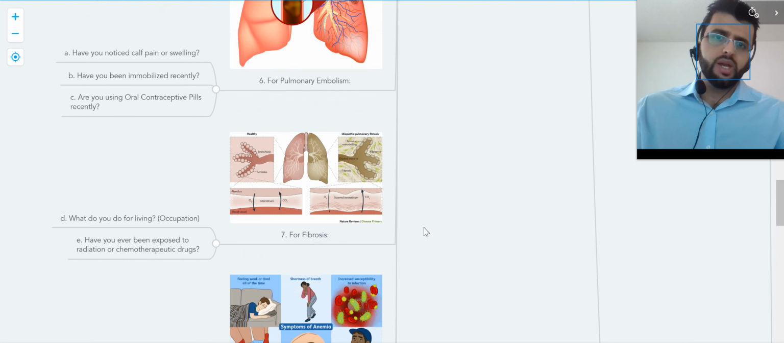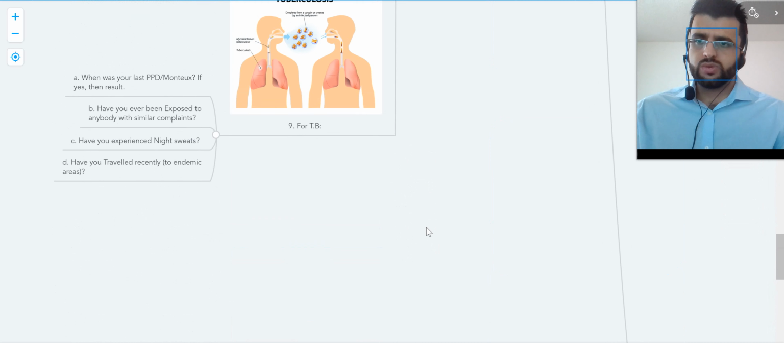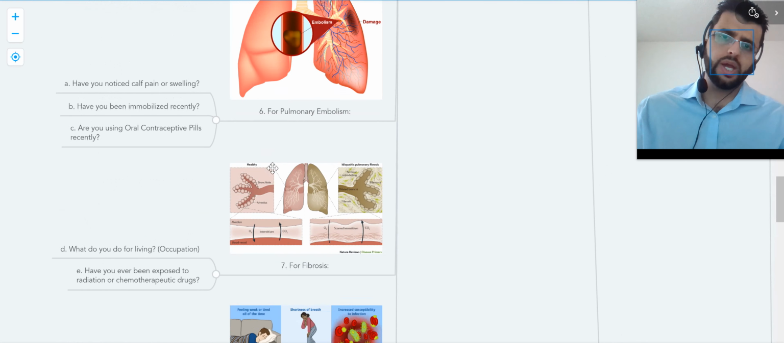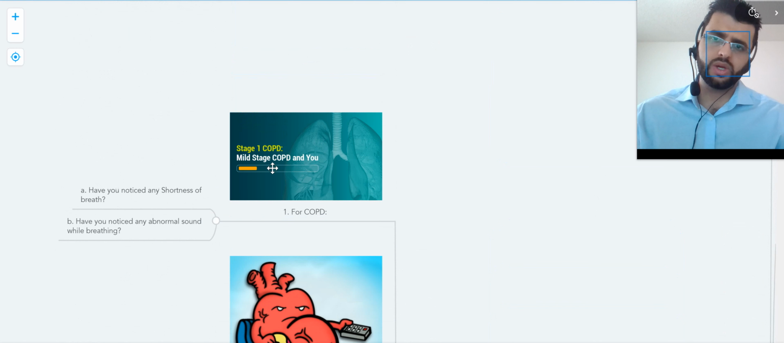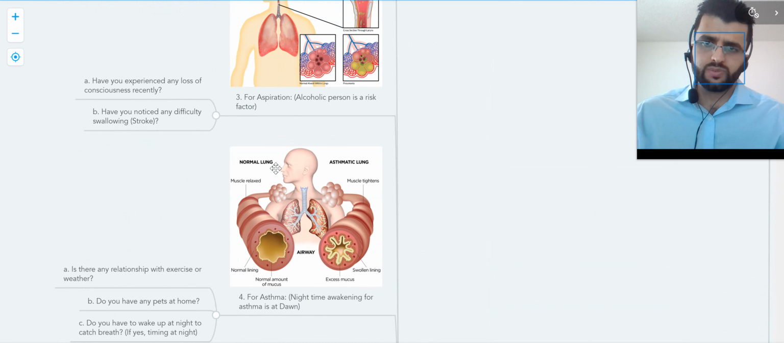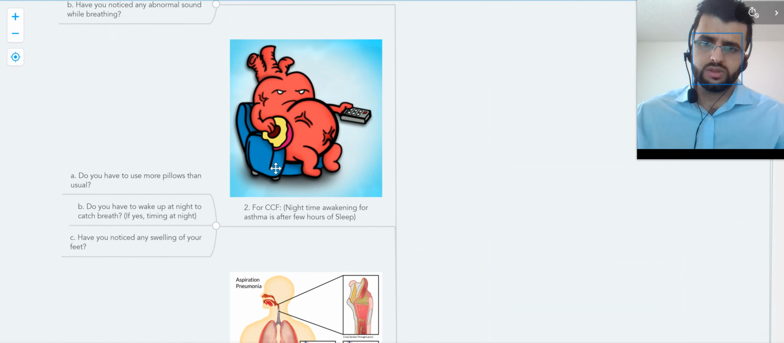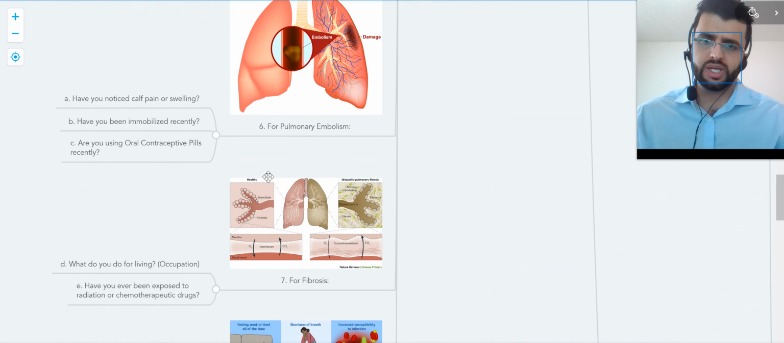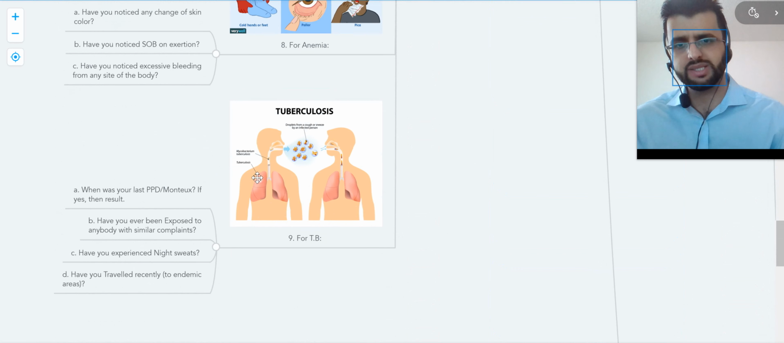Okay. Now, there is a mnemonic for it, I remember. P-E-N-T. It's called PENT. P, PPD, E, exposed, N, night sweats, T, travel. That's why they're capitalized. Okay, now for shortness of breath, quick recap. COPD, CHF, aspiration, asthma, pneumonia, pulmonary embolism, fibrosis, anemia, and TB.